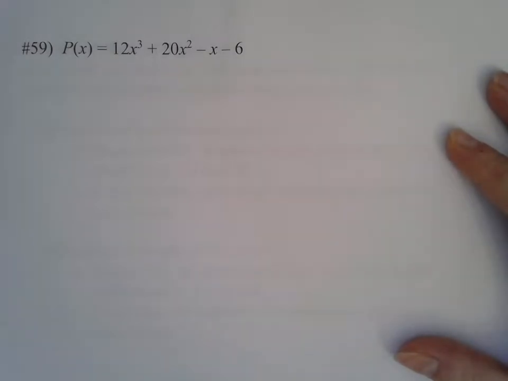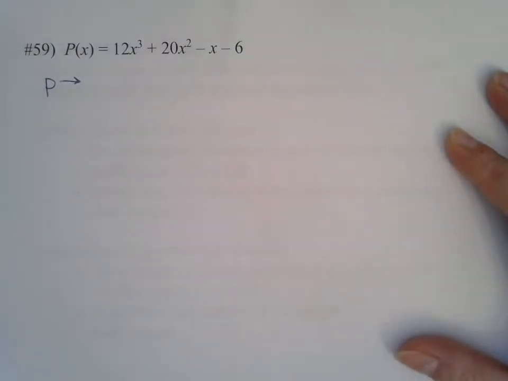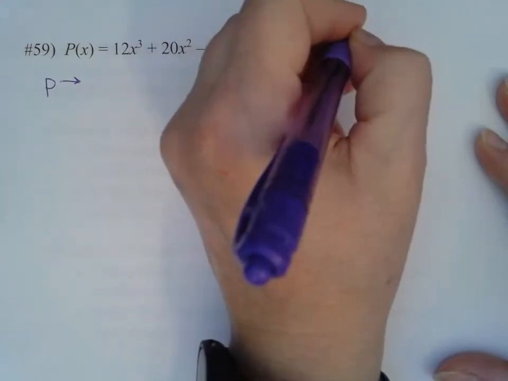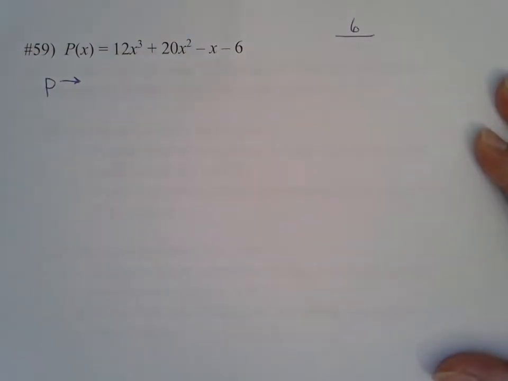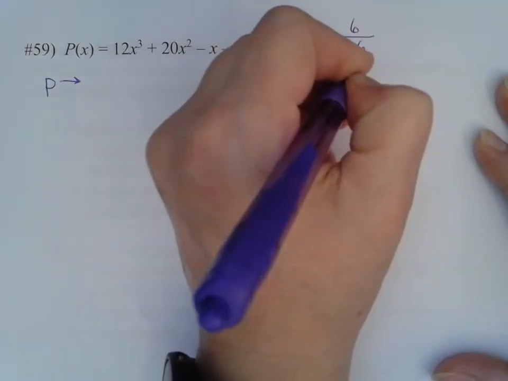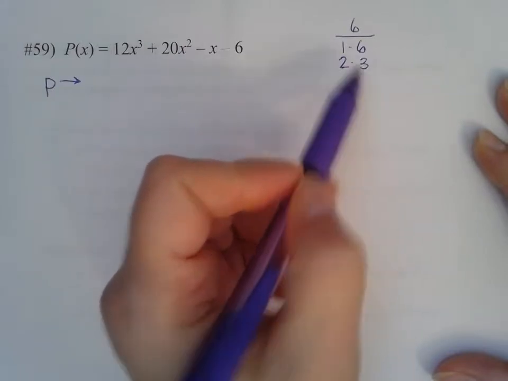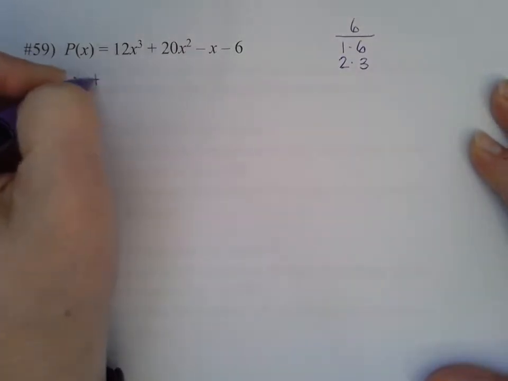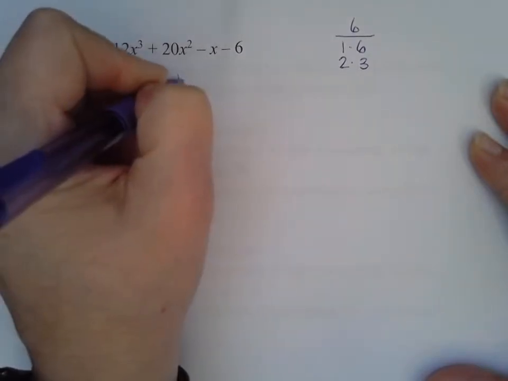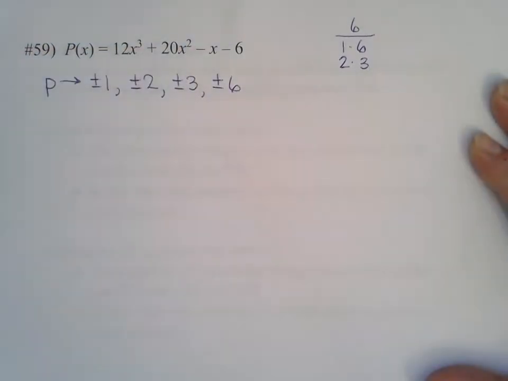Okay, so remember P divides evenly into the constant term. Let me just do it off to the side. I like to do it this way. I feel like it's a good visual. So we can have 1 times 6, or we can have 2 times 3. If we were to go on to 3, we already have 3 listed here. So these are the possibilities. So plus or minus 1, plus or minus 2, plus or minus 3, and plus or minus 6.